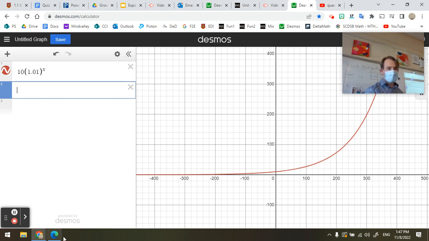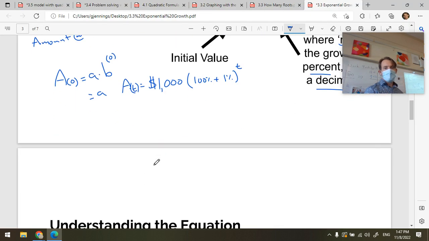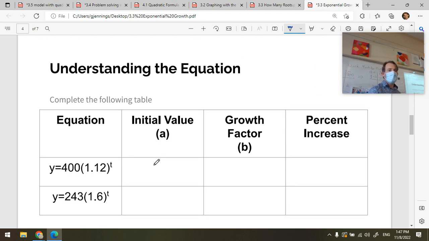So let's keep looking at some more examples. Let's break down these two different exponential growth equations. In both, the initial value is easy to see. The initial value here is 400. The initial value here is 243. I don't know why I wrote down 6. That's very strange. 243. So those are our initial values.